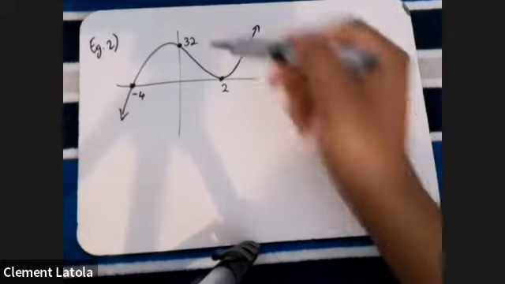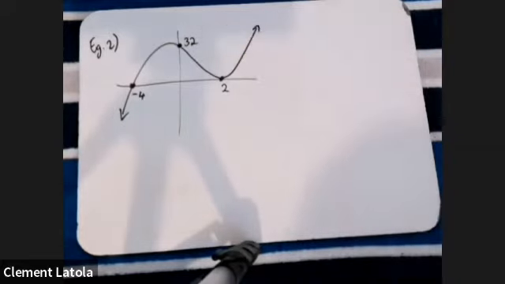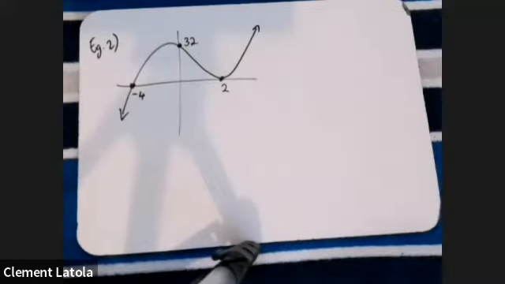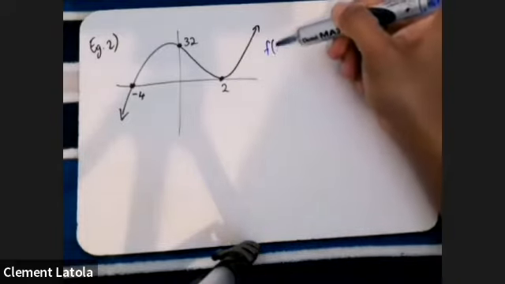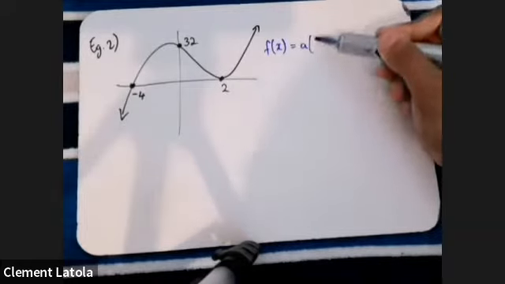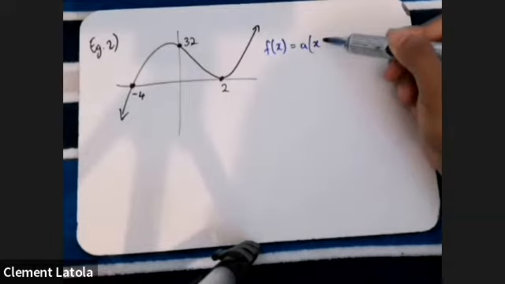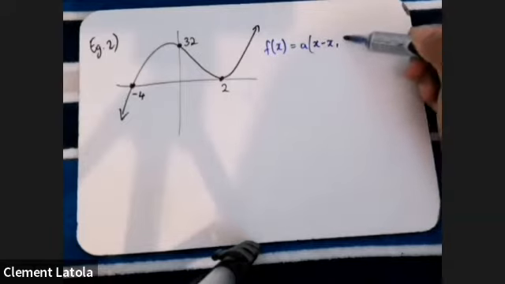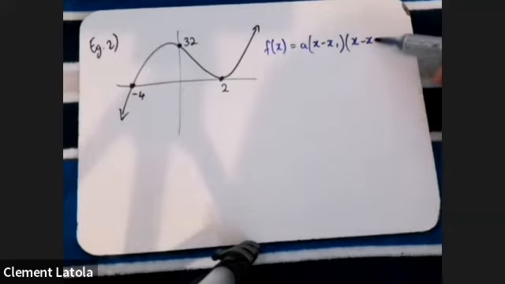And then we'll use the y-intercept here, which is 32. We'll use that to work out the a value again, like we did in the previous one. So we'll start off in much the same way, where we say f of x is equal to a multiplied by all the intercepts. So it's a(x minus x1)(x minus x2).